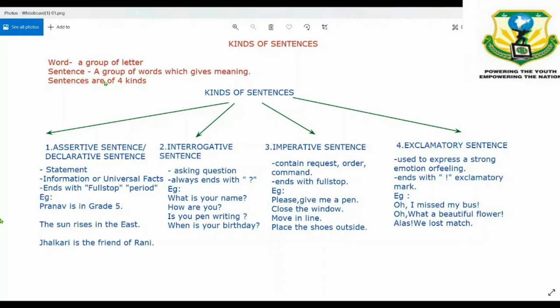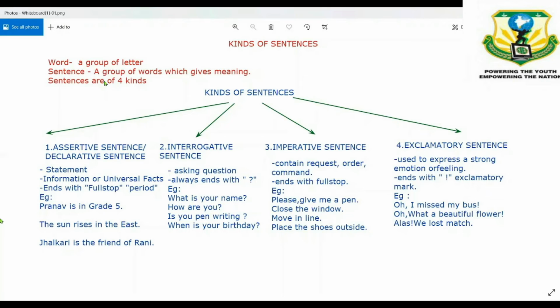The third type is imperative sentences, and they contain a request or order or command. It also ends with a full stop, but it is giving some order or command or request. For example, please give me a pen. In this, we are requesting a person to give us a pen. This is an imperative sentence.